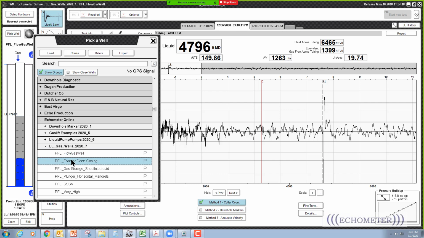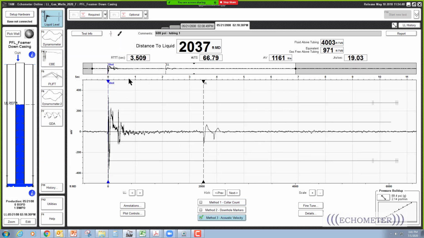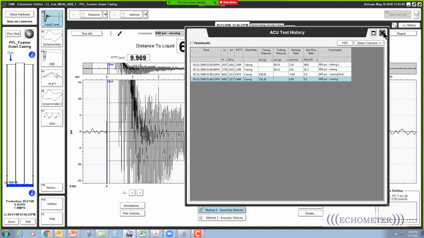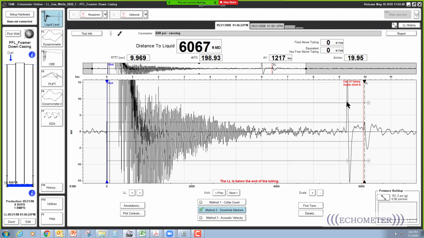And now this is a well that we were treating with surfactant down the casing. And let me go to the first well here. The first shot was down the casing, and you can see that there's an upkick at the top perf. Now, there's a top perf, and you can also see the end of tubing here, but you can't see the bottom perf. That upkick right there is the top perf.